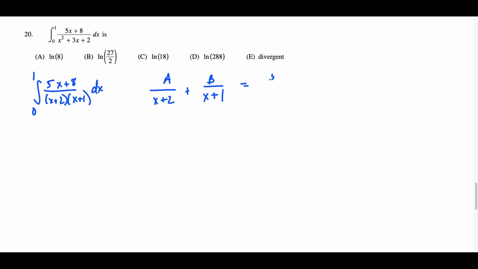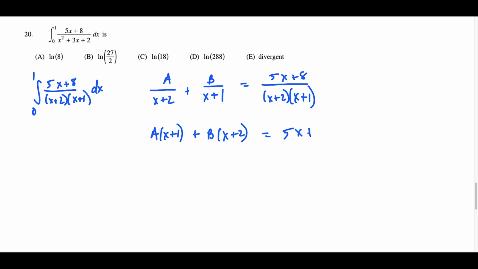But this is going to be equal to 5x plus 8 over x plus 2 times x plus 1. Now, to get these to have common denominators, I would multiply a times x plus 1, and I would multiply the bottom by x plus 1. That would give me a times x plus 1 plus, and this second fraction we would multiply by x plus 2 over x plus 2, which would give me b times x plus 2. And then the only way the sum of these two numerators would be equal to this would be if a times x plus 1 plus b times x plus 2 was equal to 5x plus 8.